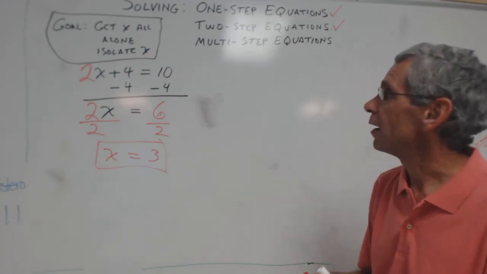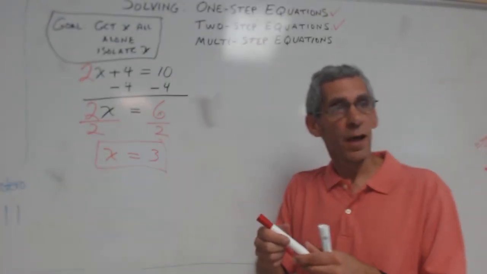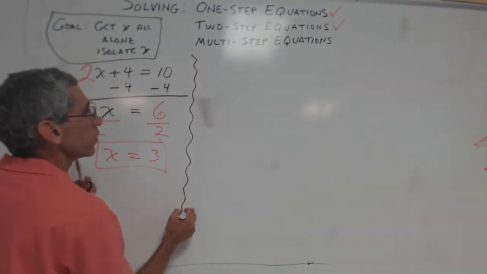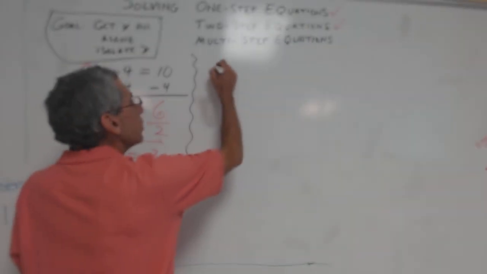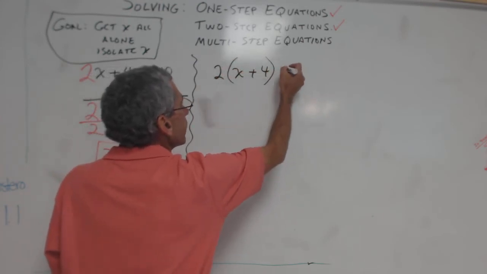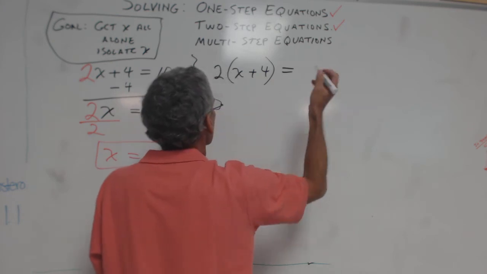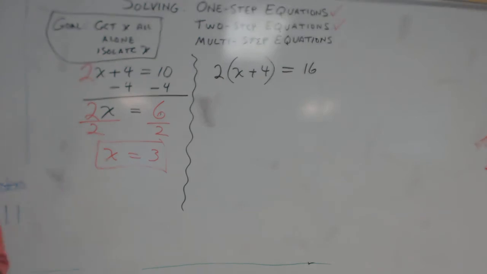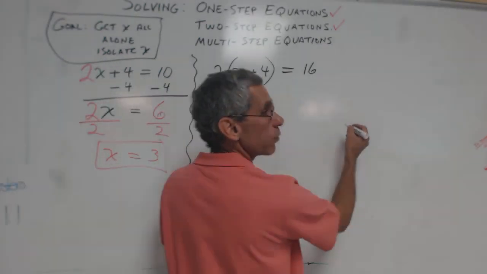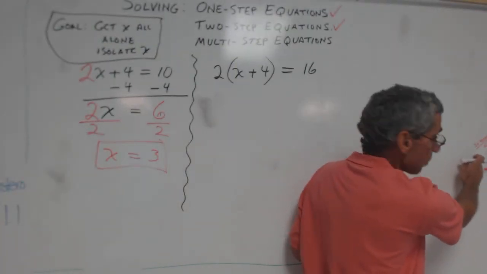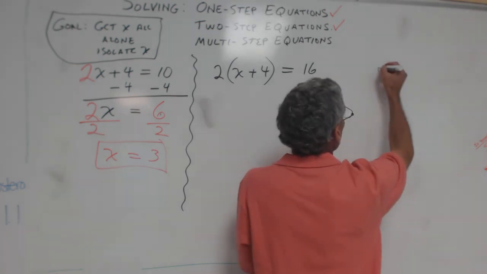Okay, so now I'm going to leave this for a second and do a new one. Now we're going to go into multi-step equations. So let's say I had 2 times x plus 4 equals, I don't know, 16. Use the distributive property on the x and 4. There's a thing called the distributive property, and I don't know how far I can go. So, distributive property.